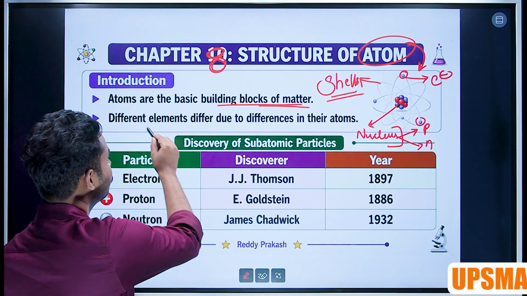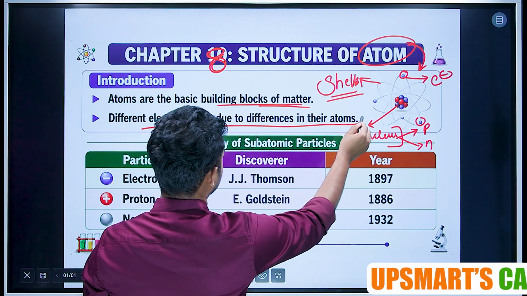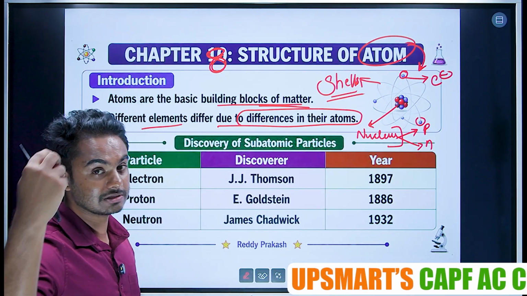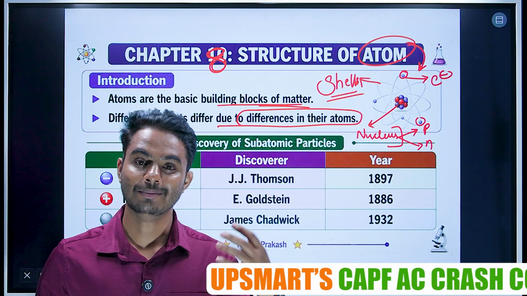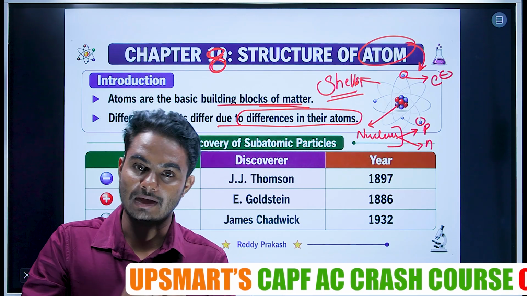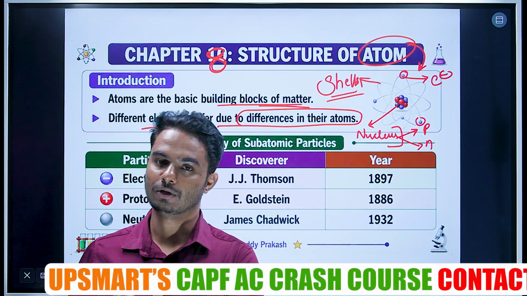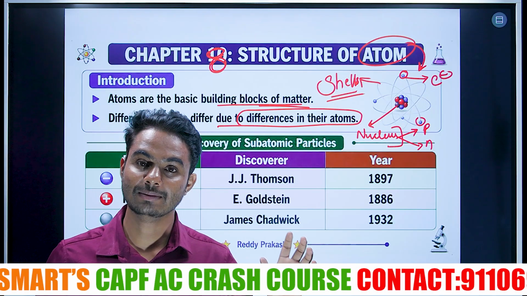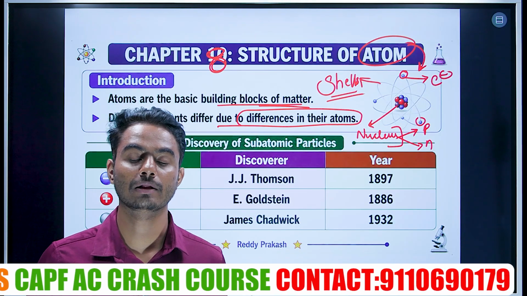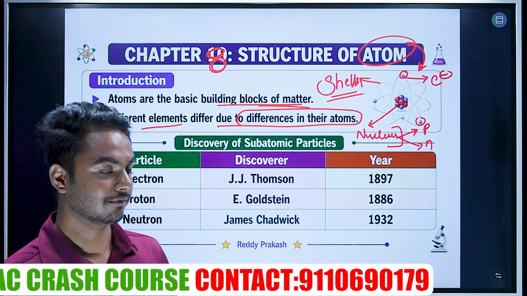Next, different elements differ due to difference in their atoms. How do elements differ from each other? I told you, elements are made up of atoms. When the atoms are different, elements become different. And atoms with similar atomic numbers come together to form an element. You have this knowledge, right?